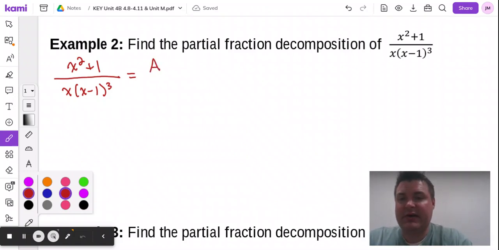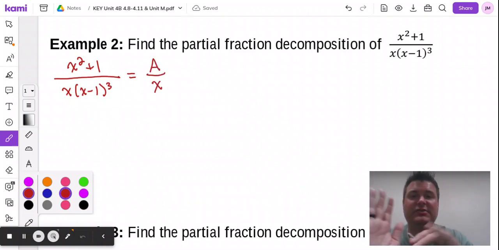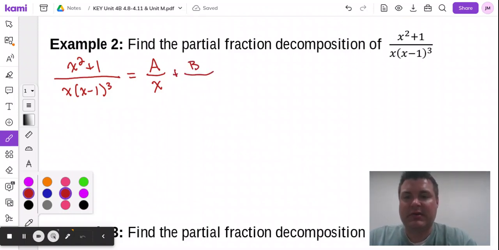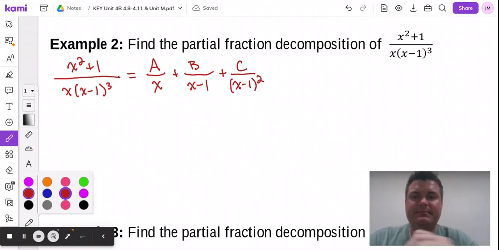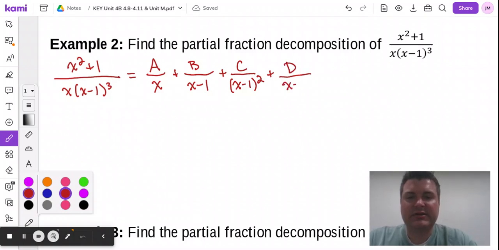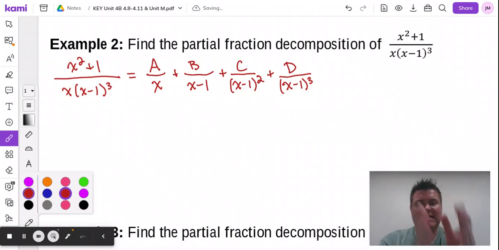I'm going to go a over x. That's not repeating, so I just need to put it one time. Plus b over x minus 1, since we have x minus 1 repeating. And then we need every factor until we get to 3, so plus c over x minus 1 squared, and then plus d over x minus 1 cubed. Since we're repeating the x minus 1, I have to have as many repeats as we have, starting from 1 up until we get to our repeat.